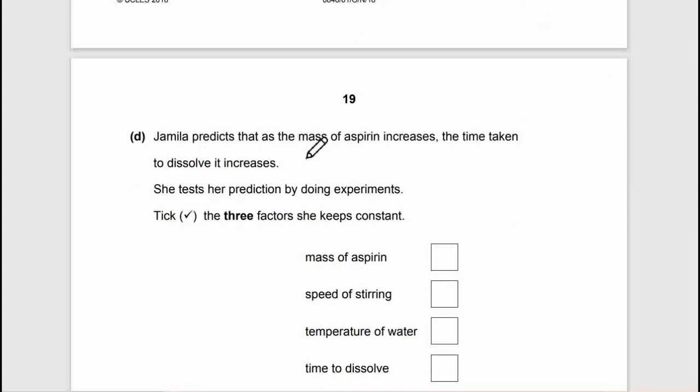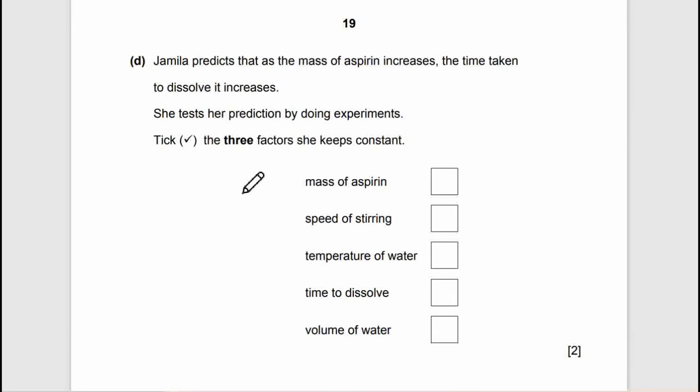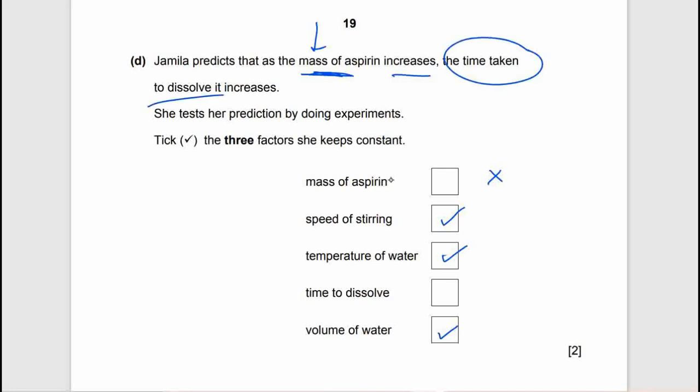So D, Jamila predicts that as the mass of aspirin increases, the time to dissolve it increases. She tests her prediction by doing an experiment. Tick 3 factors she keeps constant. Mass of aspirin cannot be kept constant as she wants to investigate what happens when the mass of aspirin increases, so she has to change the mass. So this is not correct. Speed of stirring, yes, to make a fair test. Temperature of water, yes, to make a fair test. Volume of water, yes, to make a fair test. Time to dissolve is what she has to measure, so she cannot keep it constant. So the answer is 1, 2, 3.